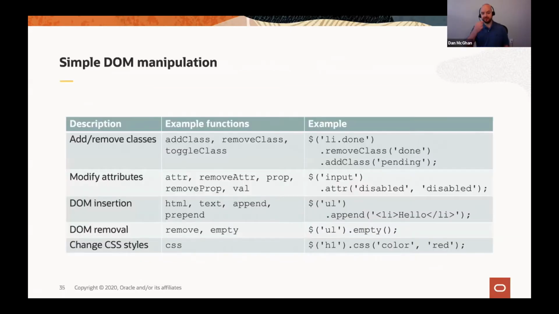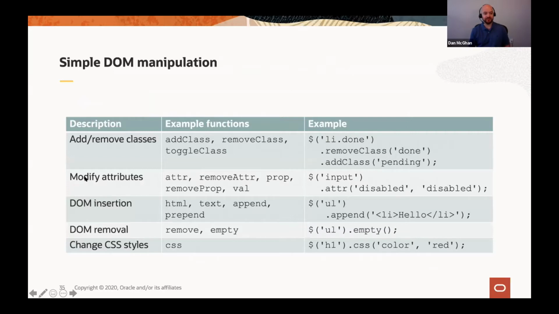Now, there are many different methods that jQuery exposes to you that allow you to do different things depending on your use case. You can, for example, add and remove classes using these functions here. You see an example here where I'm selecting a list item with a class of done, and I'm removing that class done and then adding the class pending.